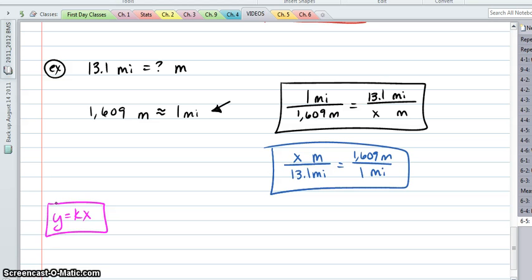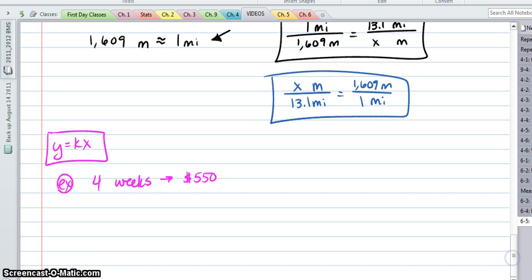So let's talk about money. In 4 weeks, Marley earned $550 at her job. Write an equation relating the number of weeks, W, to the number of dollars, D. And at this rate, how many weeks would it take Marley to earn $5,000?